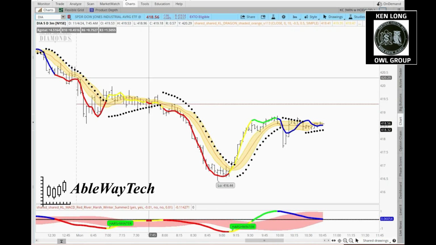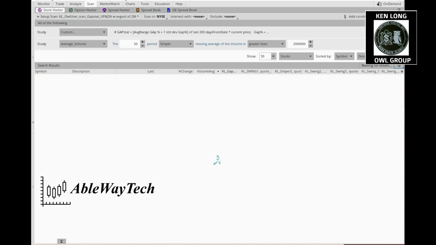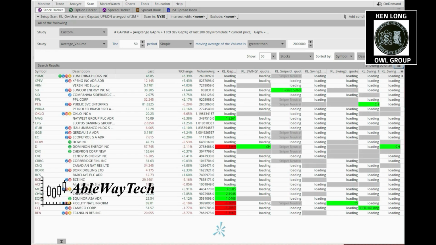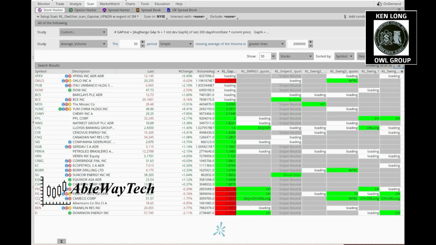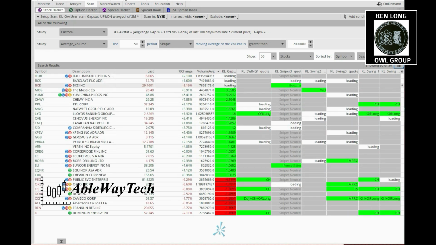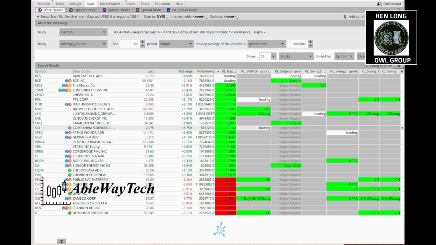So here we are on the ThinkorSwim platform using the OWL bundle, and we can actually use the scan feature. We have the Gapstat built in, so we can scan the entire stock market and find the large gaps. So it's scanning right now. And then here on this column right here, it will come up with those gap stat numbers above and below. So these are all the ones that are more than one or less than one gap. So some very large ones here.